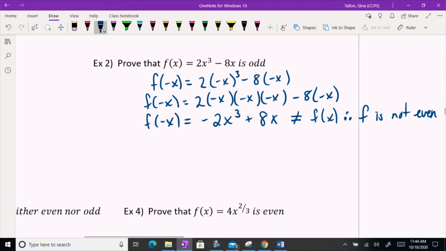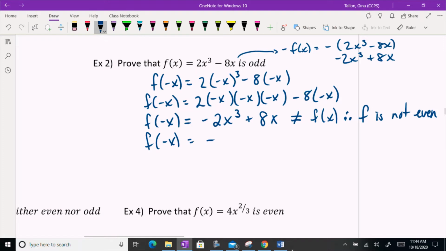So now the question is, that next part says, is this the opposite of what you started with? So you actually might want to just do a little thing to the side and just say the opposite of f of x would be negative 2x cubed plus 8x, or maybe we could put a minus sign on the outside of the whole thing, 2x cubed minus 8x, and then distribute that negative symbol. So did I end up finding the opposite of f of x? And yes, indeed I did. So I'm going to say f of negative x equals the opposite of f of x. Therefore, f is odd. And I put a little box.